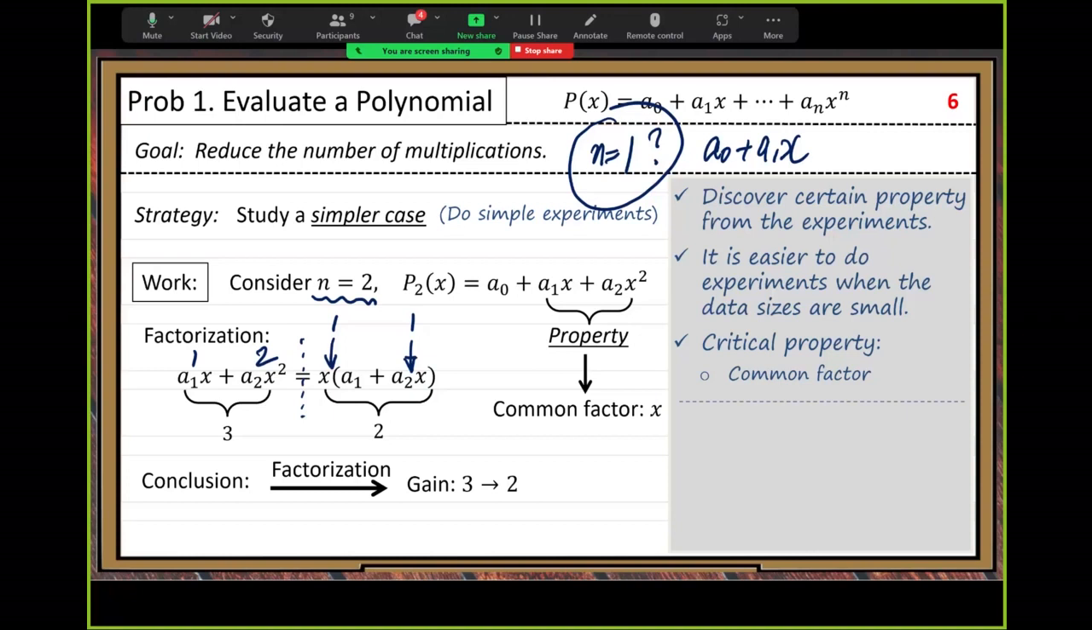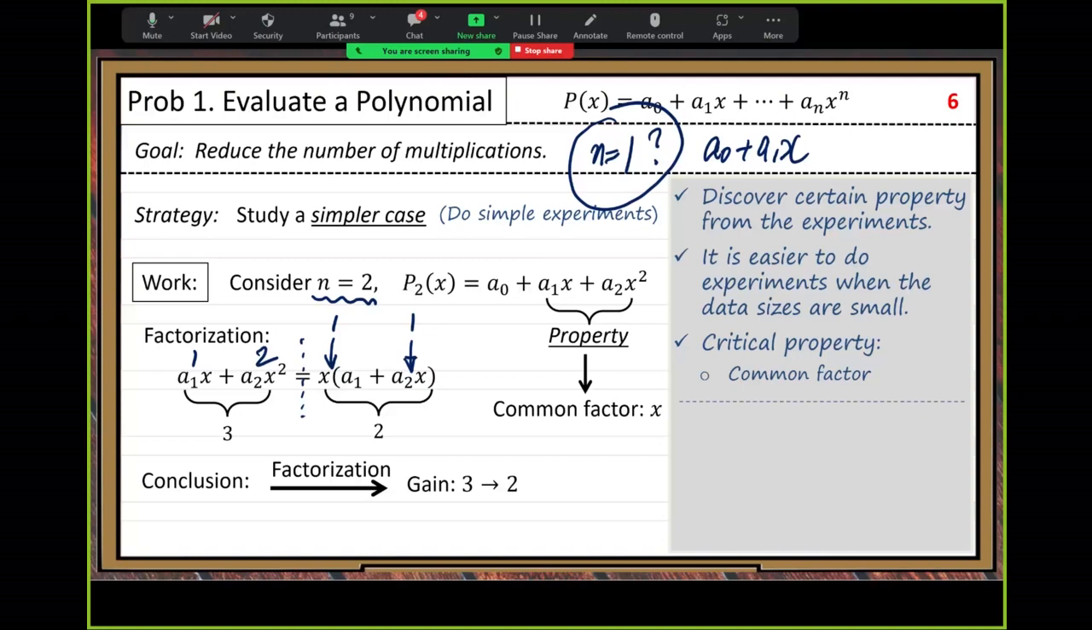That's quite significant, and that is just for a simple example, N equals 2. So it's a very promising progress, right? Very promising progress. So this experiment encourages us to work along this direction.